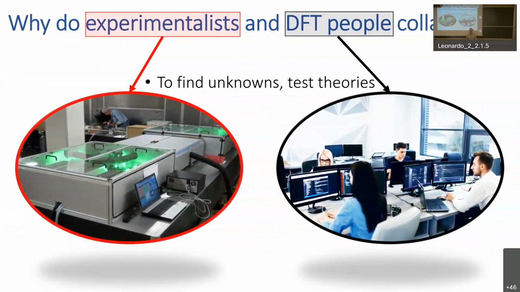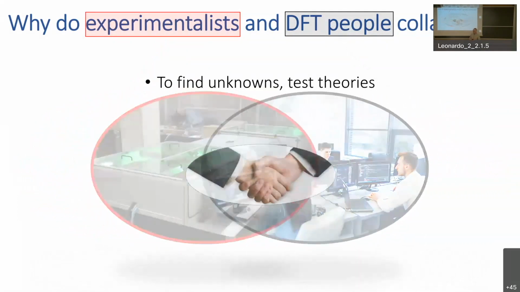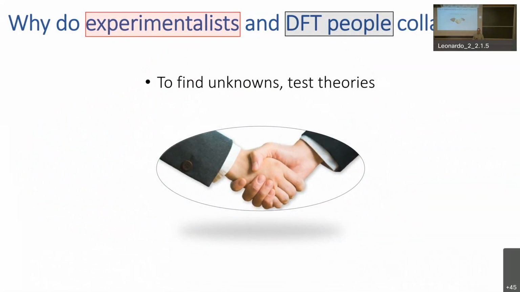Another important thing to say about DFT is that people who work with DFT are not like experimentalists that, for example, just stay in a lab, work with laser, and giving some experimental results. But they are people who work with computers, and in particular with software. They do a lot of calculations to have an algorithm that converges to the exact solution. But between them, there is a huge collaboration, and quite often, experimentalists just ask DFT people, for example, to find unknowns or test theories.